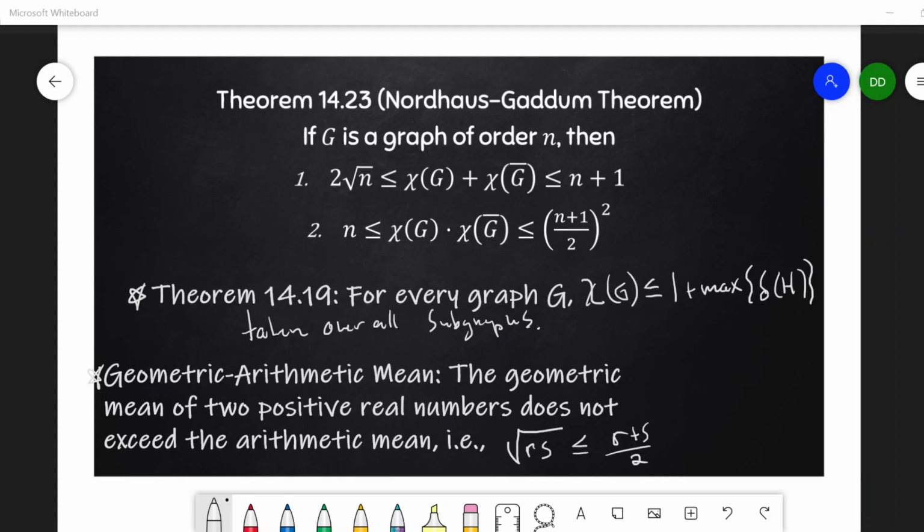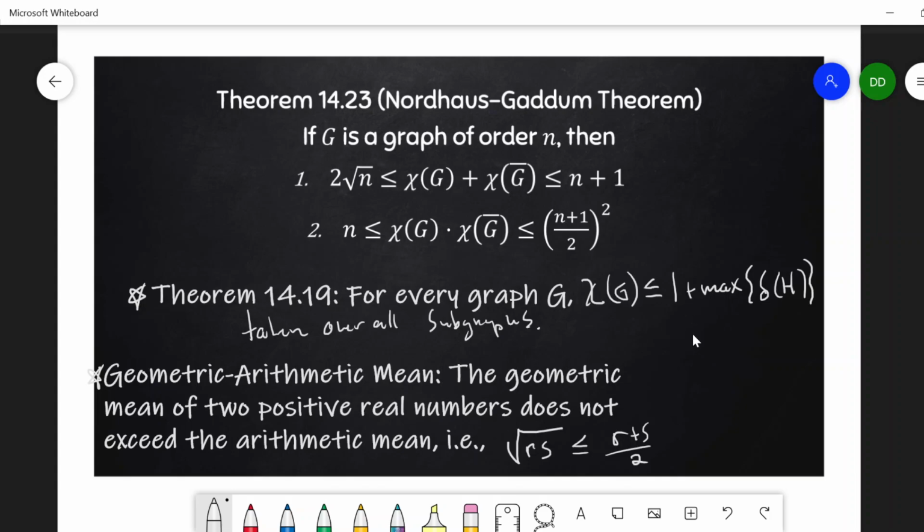Welcome back. In this video, we will walk through the proof of the Nordhaus-Gaddum Theorem, which establishes two bounds on the relationship between the chromatic number of a graph and its complement. So it gives us information about those two things, and we have both a lower and upper bound for the sum of the chromatic number of the graph and its complement, and the product of those two numbers.